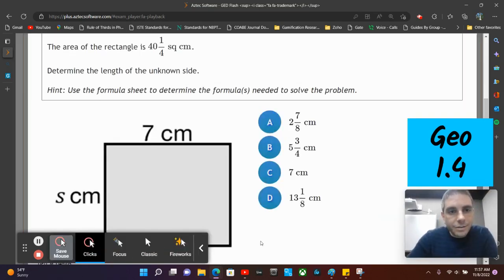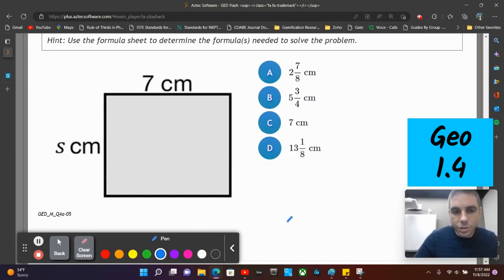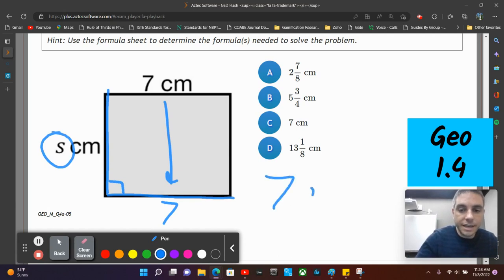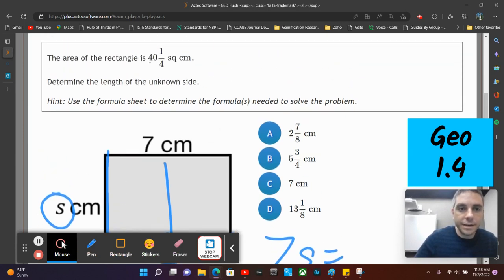The area of the rectangle is 40 1/4 square centimeters. Determine the length of the unknown side. The total area of this shape involves taking the measurement of this side, which is just 7, and multiplying it by the side which forms a 90-degree angle with it, which is this side here labeled S. We don't know the side measurement, but if we were to multiply those two things together, 7 times S, it would equal the area. Now they do give us the area measurement in total, which is 40 and 1/4.